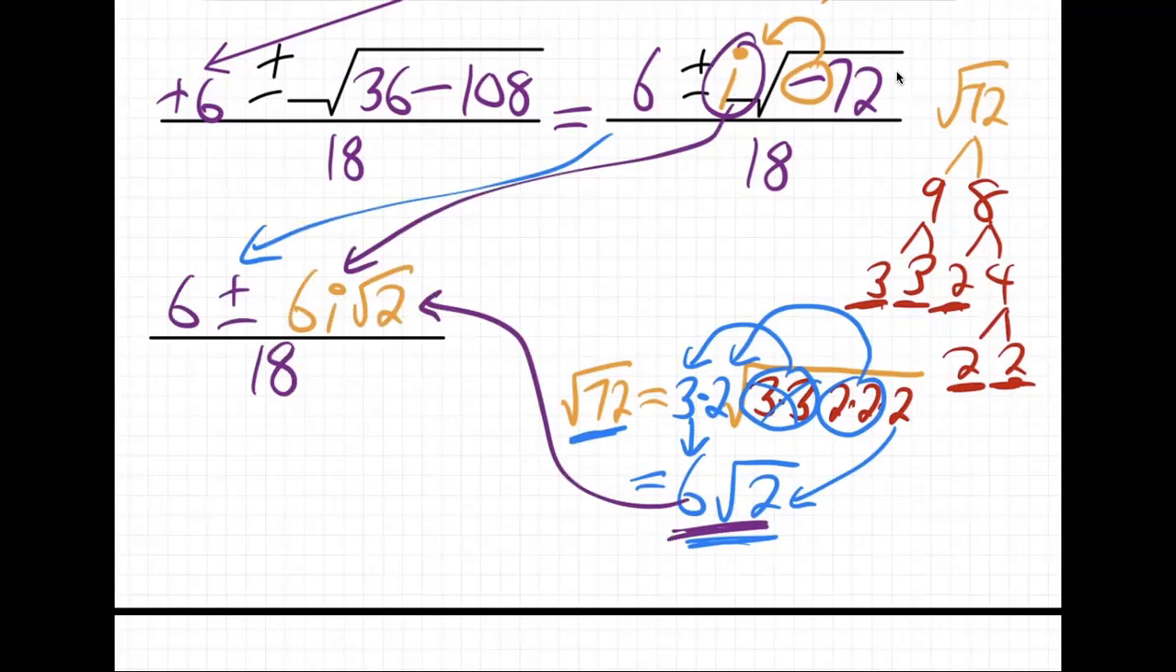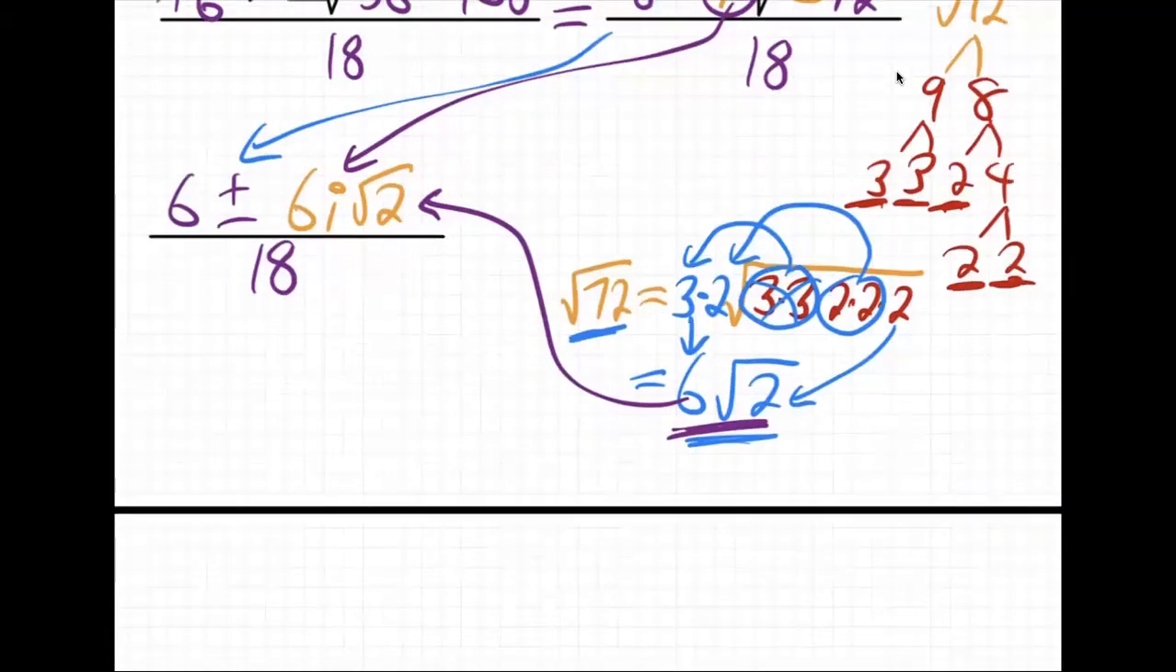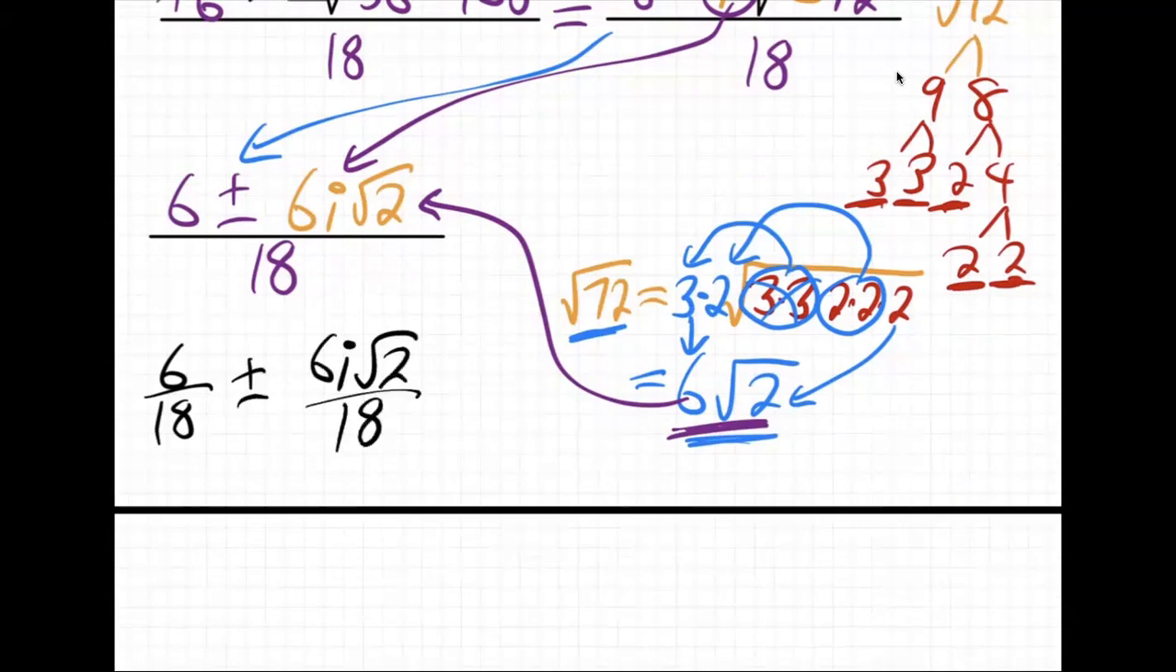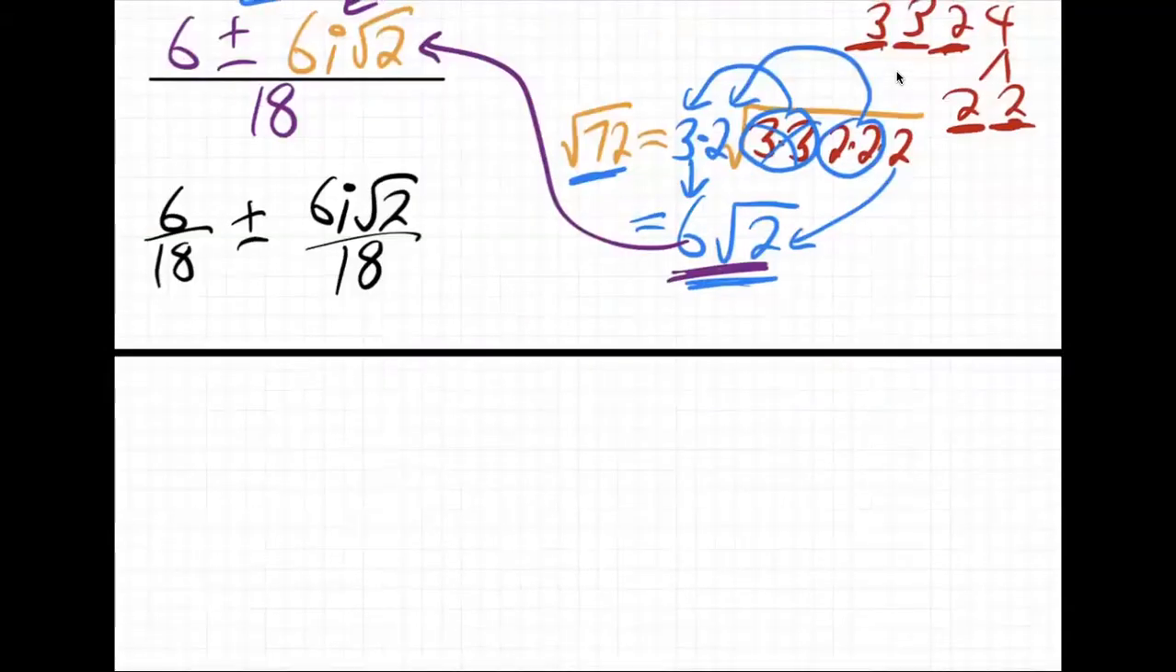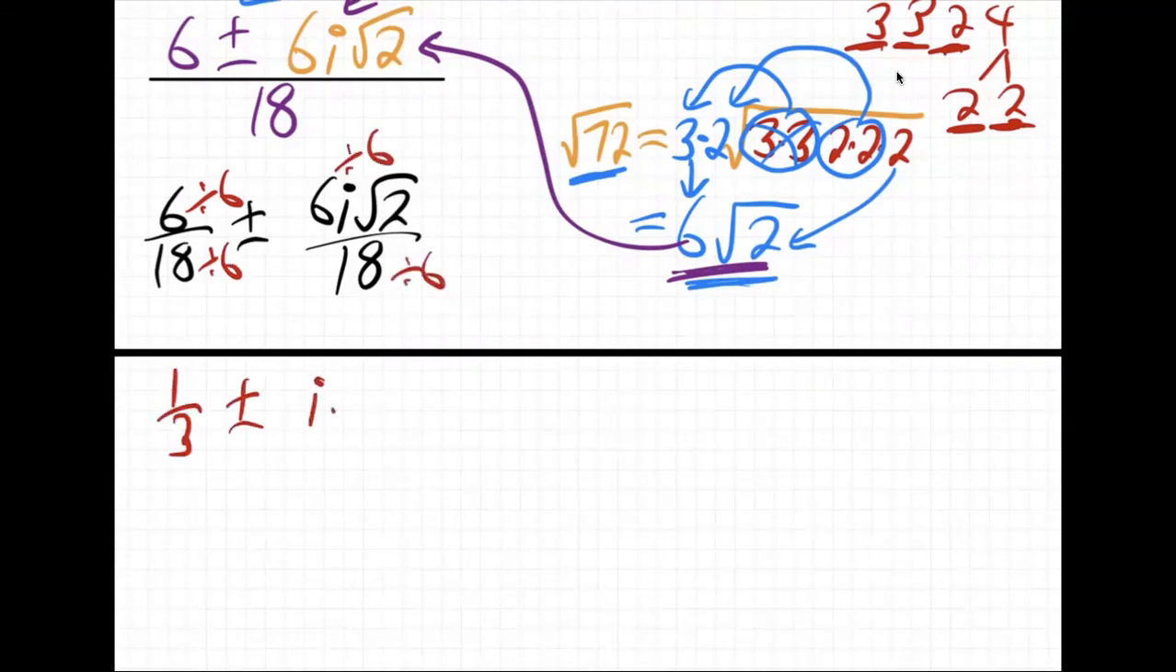Now, how do we simplify that? We'll just separate that into two fractions: 6 over 18 plus or minus 6i root 2 over 18, because that bar goes all the way across. That 18 is underneath both of them. Then you can just simplify these fractions. Reduce it, divide by 6, top and bottom. This is 1/3, plus or minus, same thing here, divide by 6 top and bottom, that'll just be i root 2 over 3.